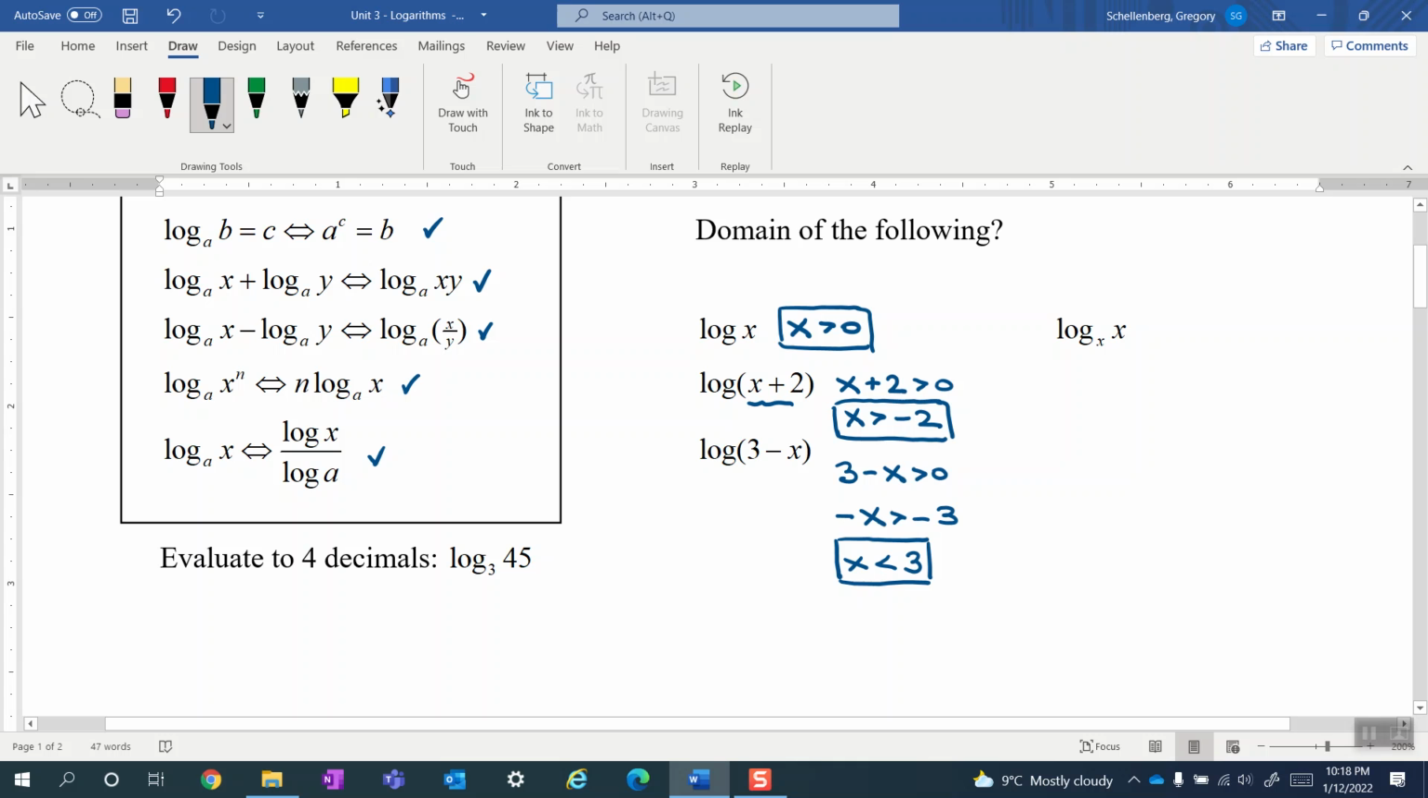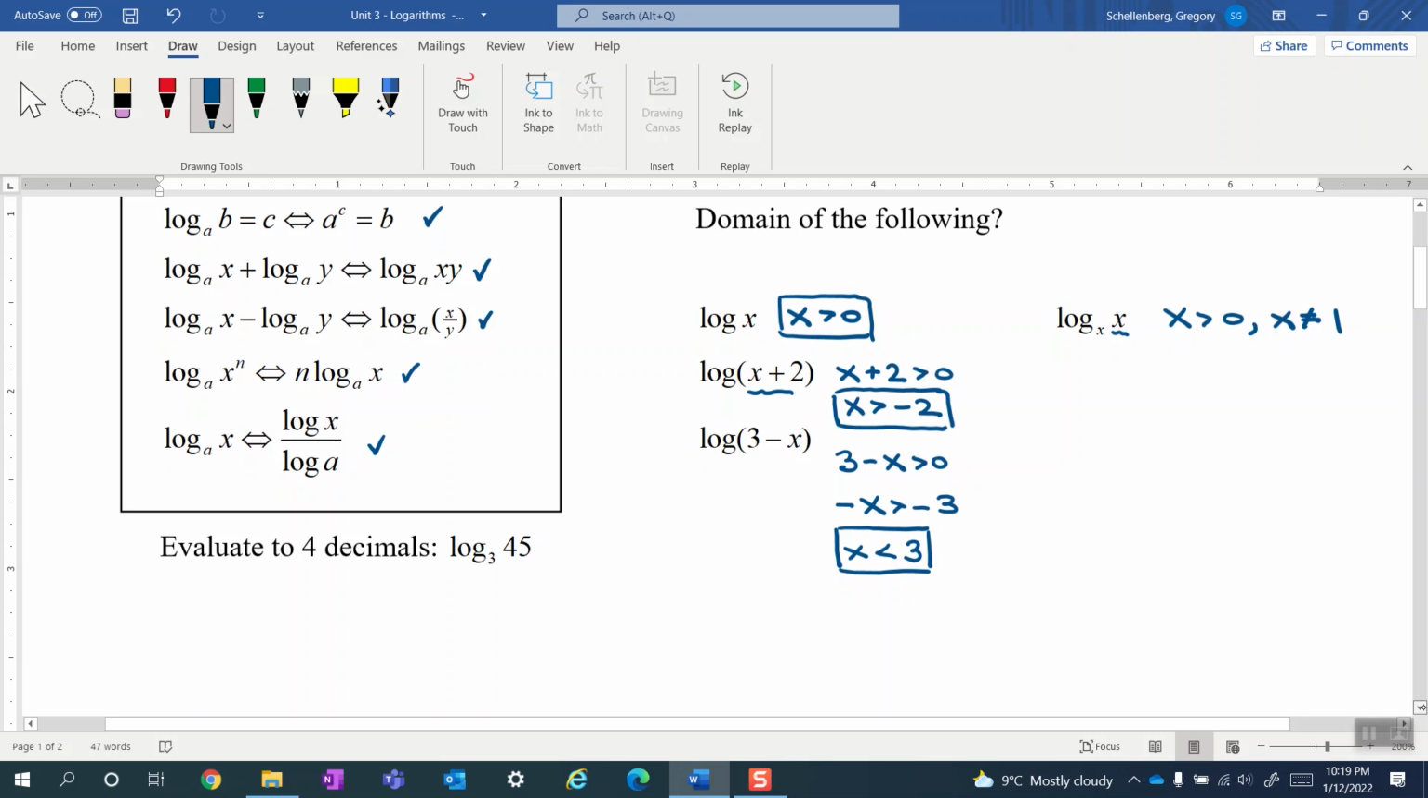And the last one, from the argument itself, we would say that x has to be greater than 0. And restrictions on the base: it can't be 0, nor can it be 1. So x has to be greater than 0 but not 1, which is all-encompassing for that logarithm.